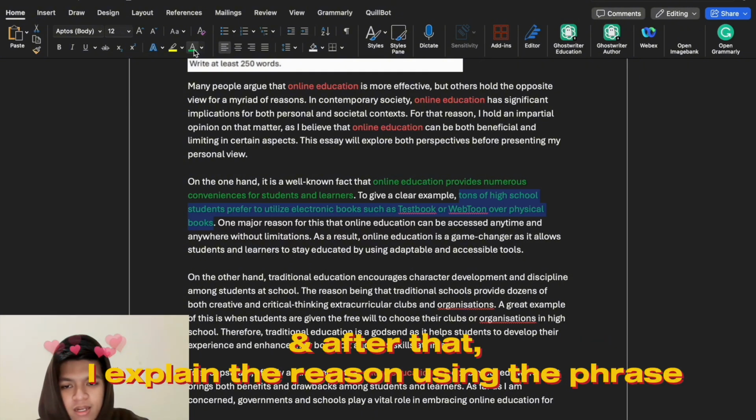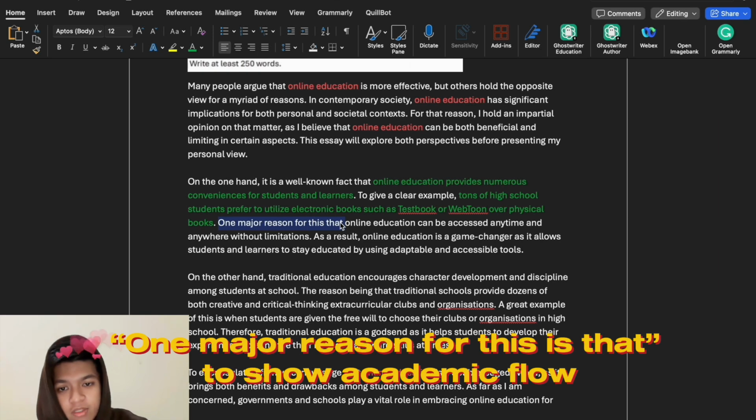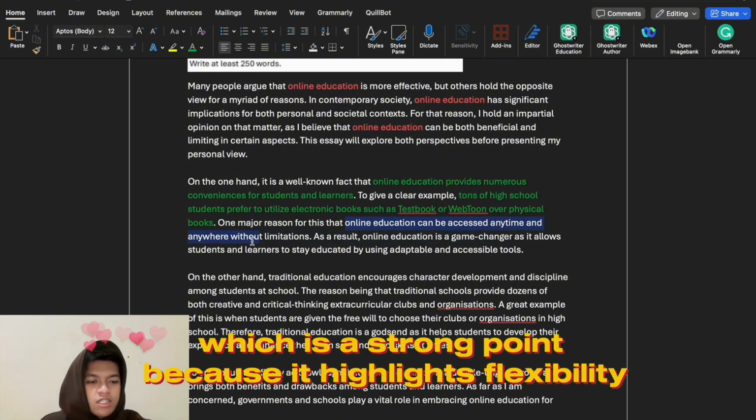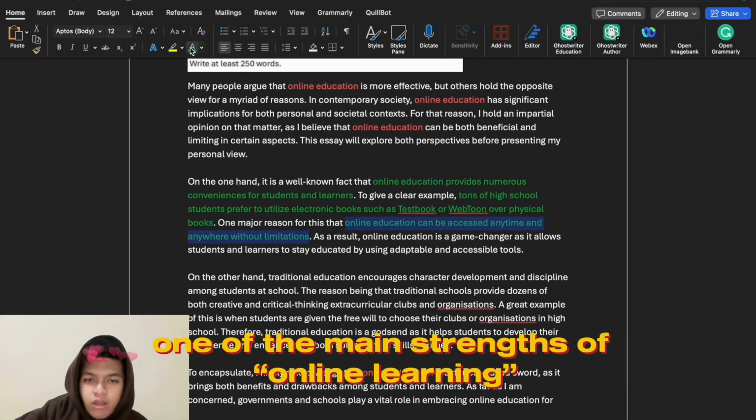And after that, I explain the reason using the phrase one major reason for this is that, to show academic flow. I mentioned that online education can be accessed anytime and anywhere without limitations, which is a strong point because it highlights flexibility, one of the main strengths of online learning begitu.